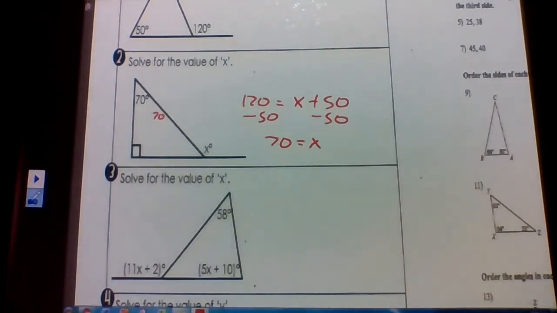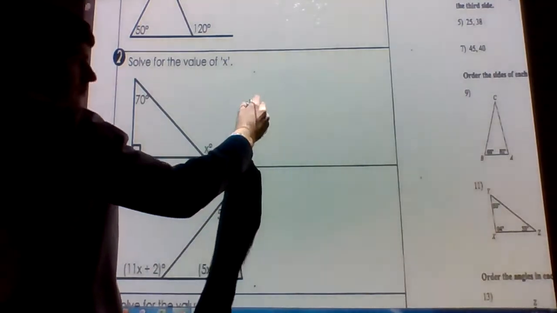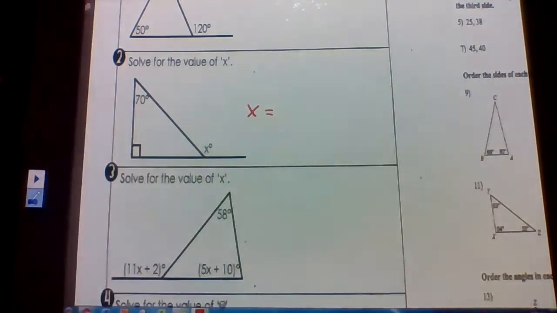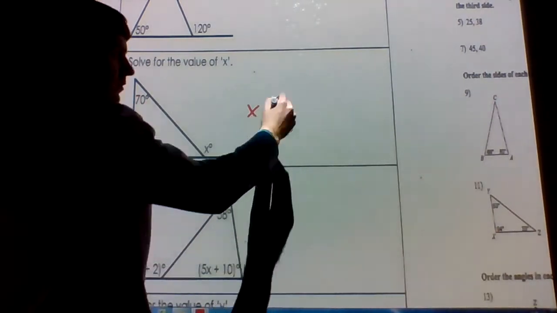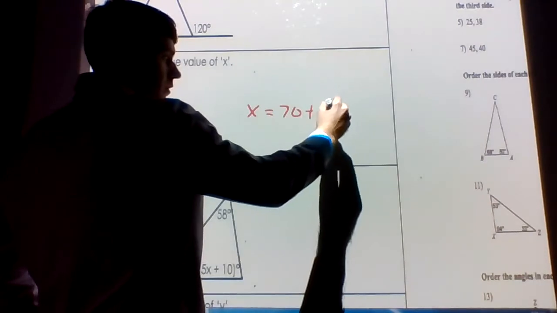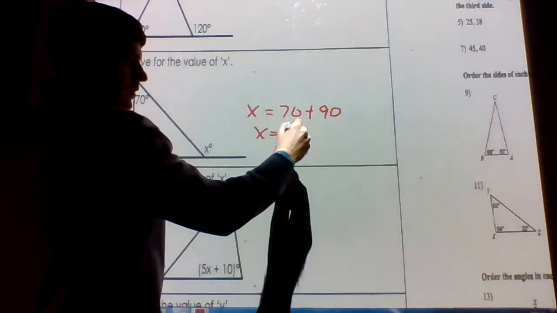angles. 2 and 3 here. Our exterior angle is x. So x is going to equal our opposite two interior angles added together. So that's going to be 70 plus 90. Right angle is 90. So we know our exterior angle is going to be 160 degrees.